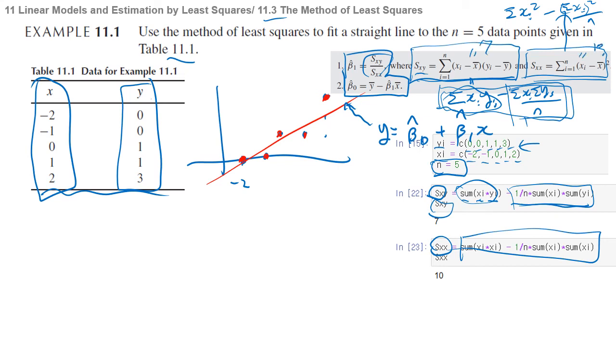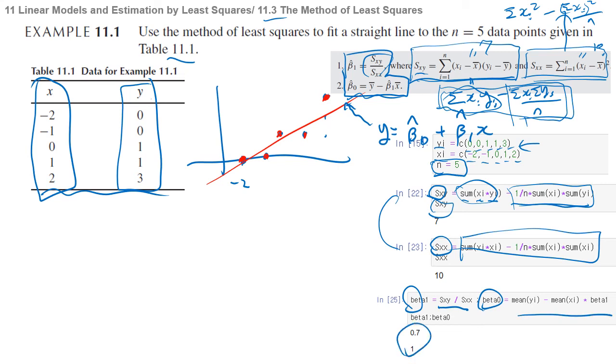So beta 1 hat is Sxy divided by Sxx. So from this result you can calculate beta 1 hat, which is this one, and you can also calculate beta 0 hat, which is this one, and the results are this thing. So your equation is y equals beta 0 hat, which is 1, plus 0.7x. So this is the linear model that you fitted.